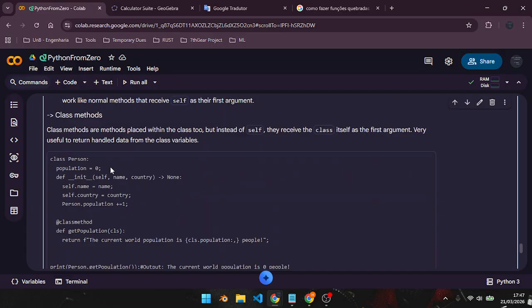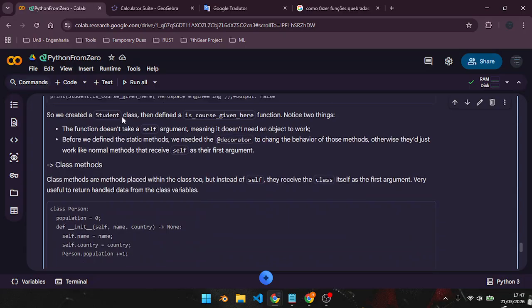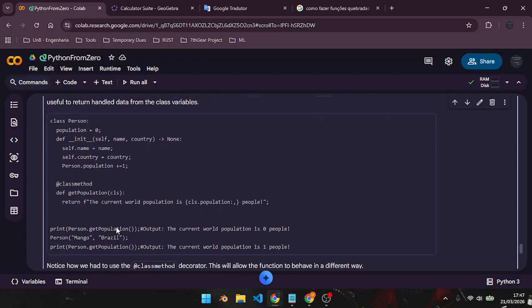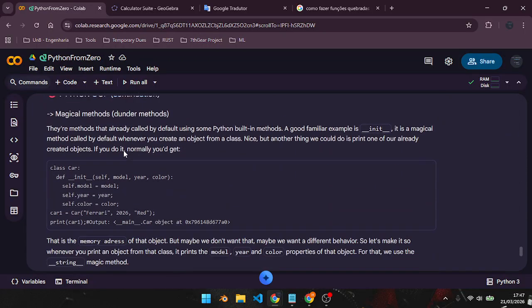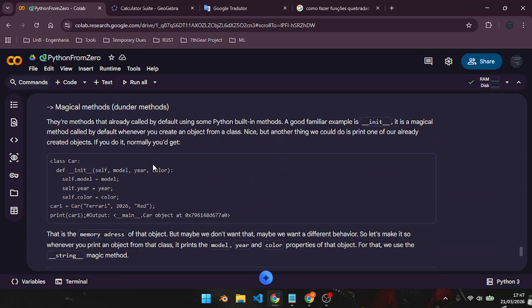Class methods, now, similarly to the static methods, they don't take the self argument. They take the class argument. So we can put a class here, and then it can access stuff from this class and print in a different way if you want. This could be very useful. This means that you don't have to create objects before using this either.